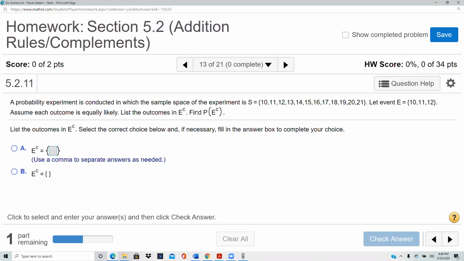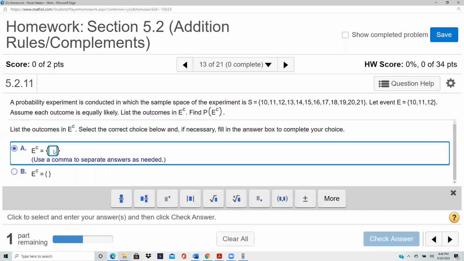So probability of E complement. We said that E complement is whatever is not in E. So E has 10, 11, and 12, and our whole universe is 10 through 21. So you write all of these except the ones that are in E. So basically don't write the 10, 11, and 12. And it would be 13 through 21.